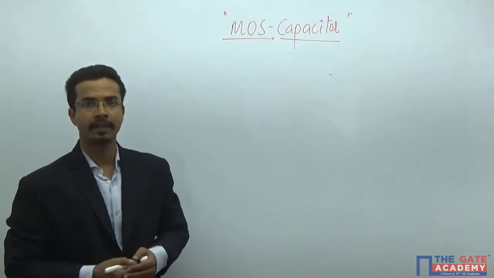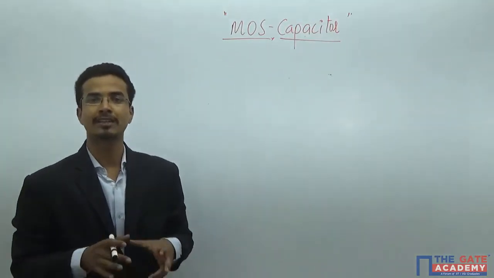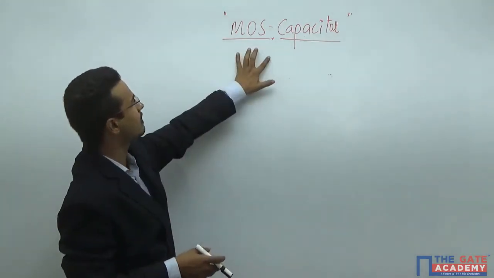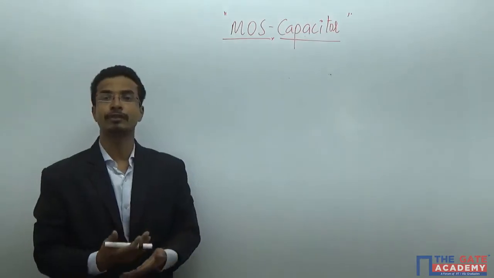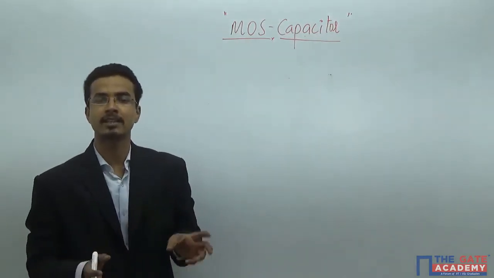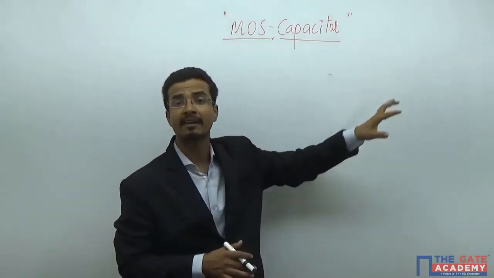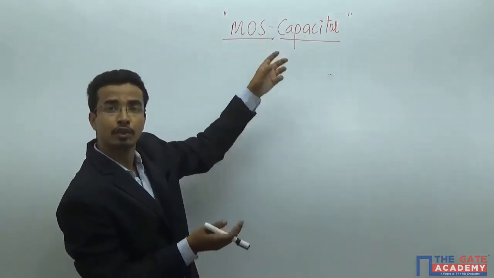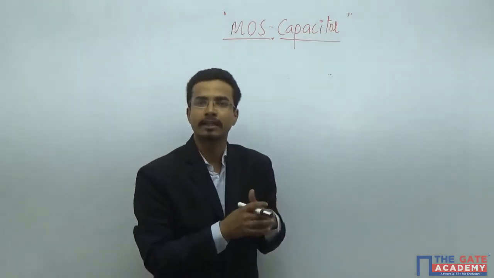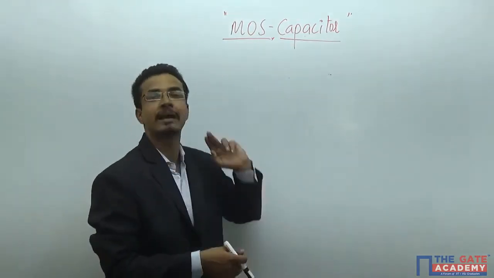We will discuss here today the MOS capacitor, which is a very important topic in electronic devices, and it is a basic component to build the MOSFET. That means the MOSFET is nothing but a 4-terminal device which is an extension of the MOS capacitor. If you introduce something in the MOS capacitor, you will get the MOSFET, or in the MOSFET if you short circuit the drain and source, you will get the MOS capacitor again.